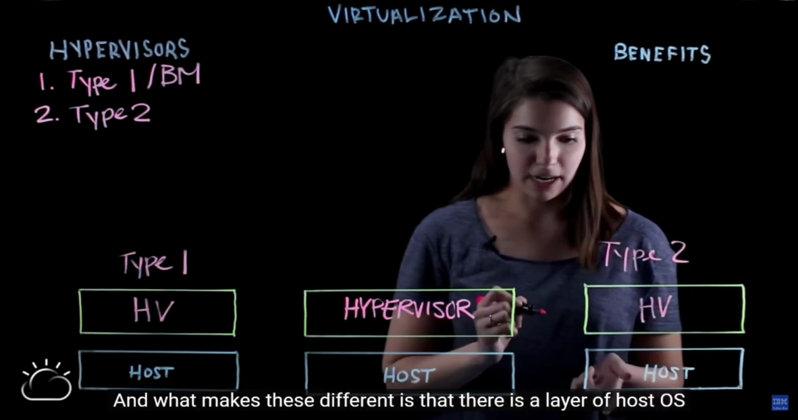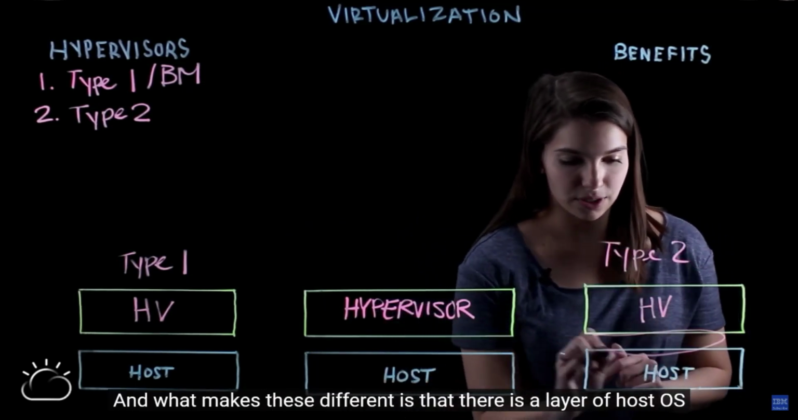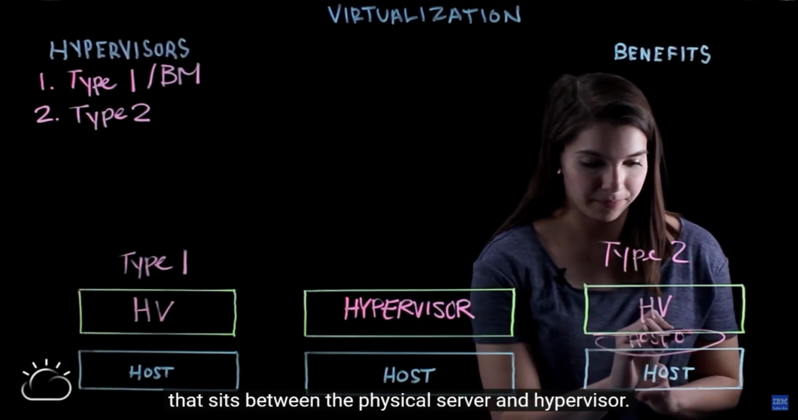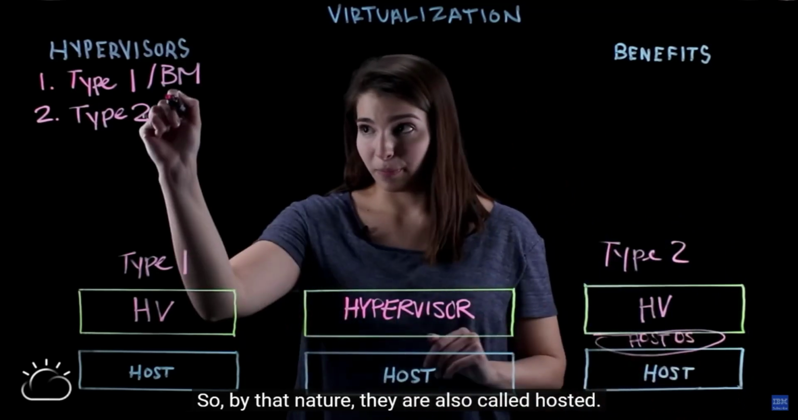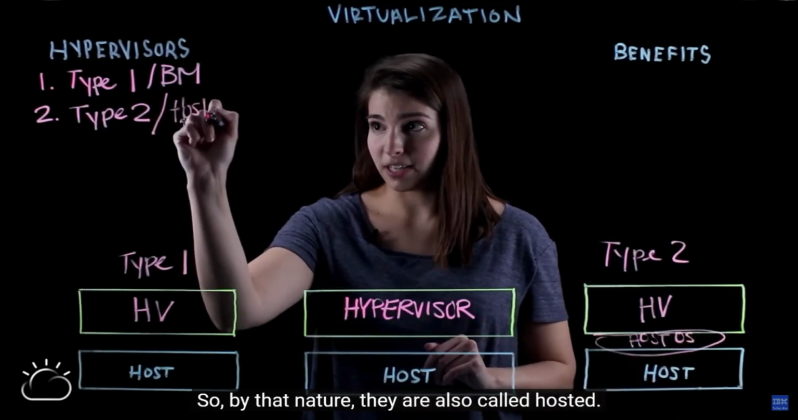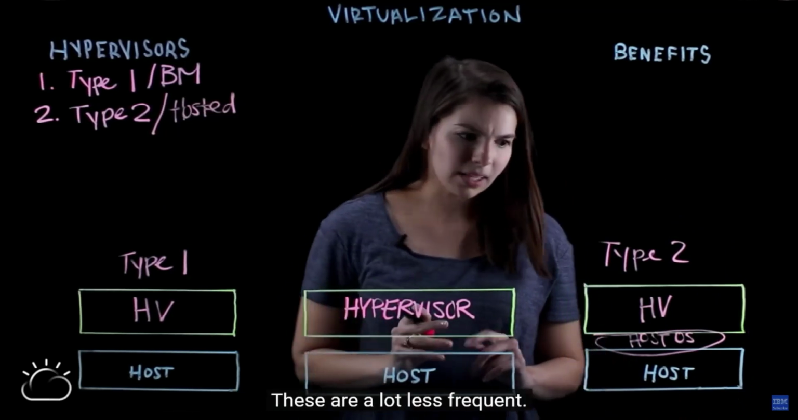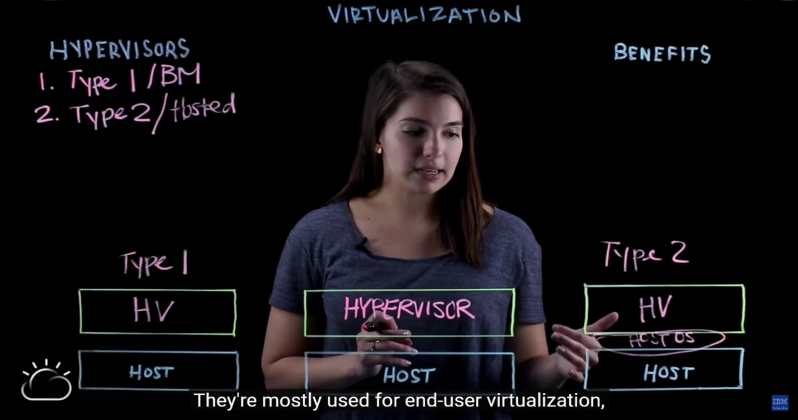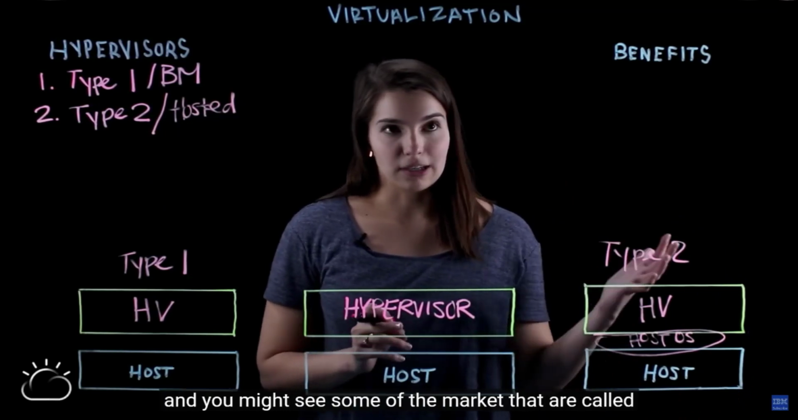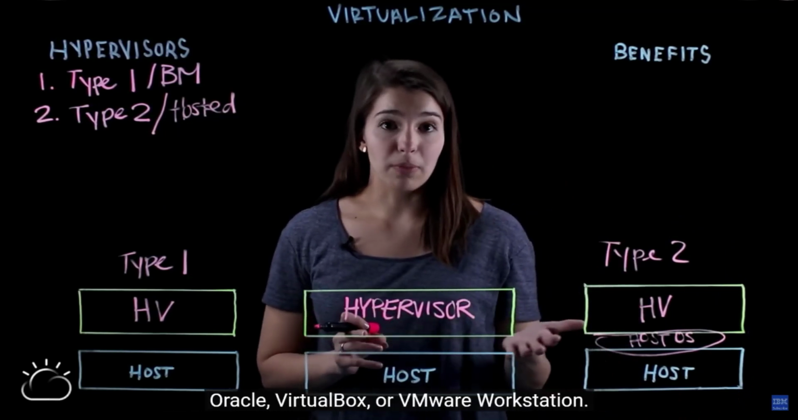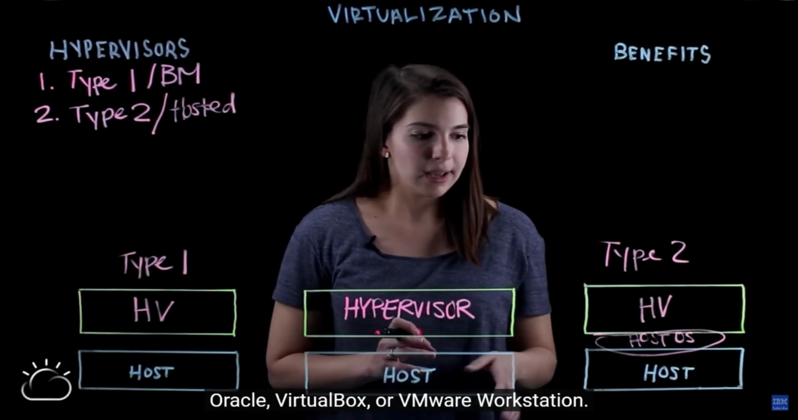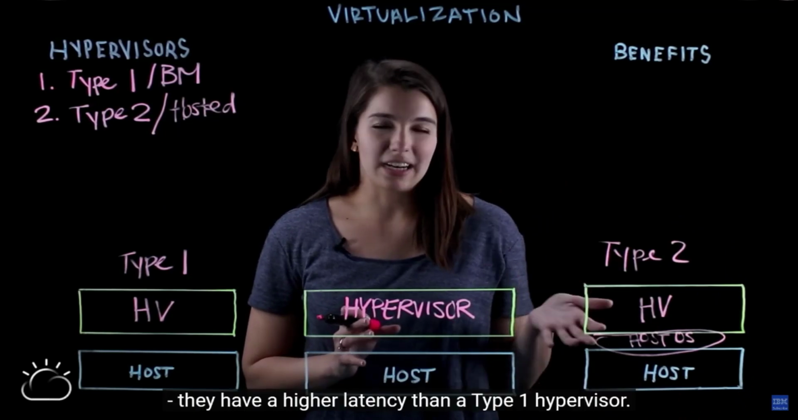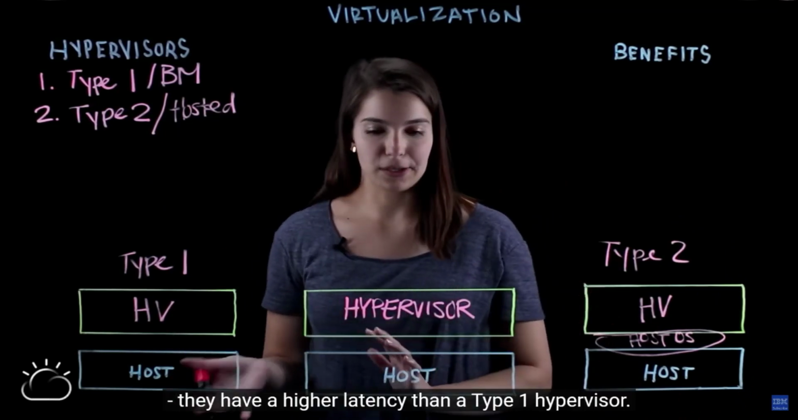And what makes these different is that there is a layer of host OS that sits between the physical server and the hypervisor. So, by that nature, they are also called hosted. These are a lot less frequent. They're mostly used for end-user virtualization, and you might see some in the market called Oracle VirtualBox or VMware Workstation. Again, they're a lot less frequent. They have a higher latency than a type 1 hypervisor.